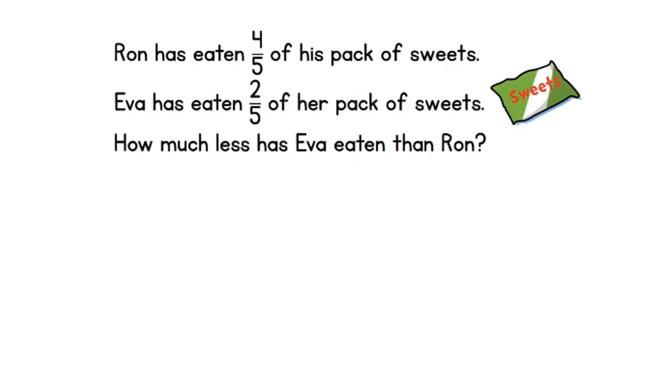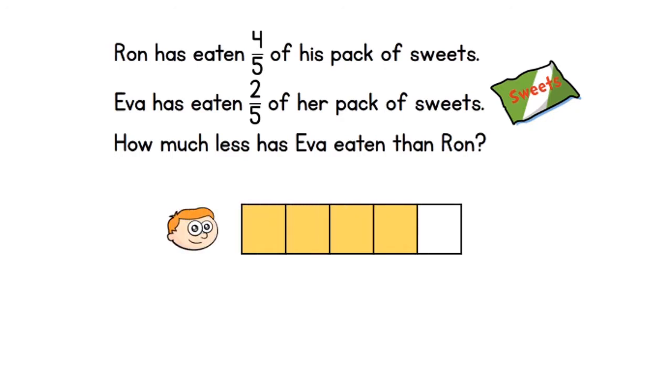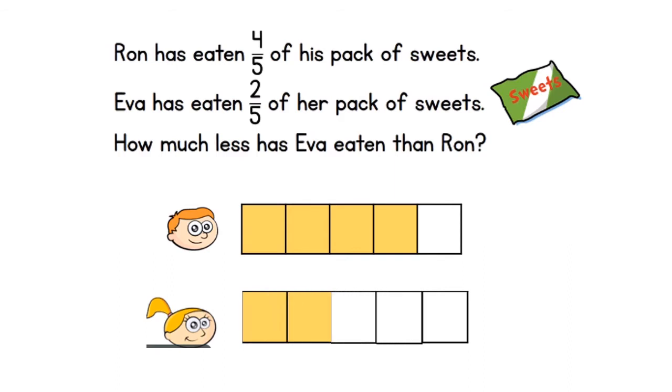Okay, so here is another question. Ron has eaten 4/5 of his pack of sweets. Eva has eaten 2/5 of her pack of sweets. How much less has Eva eaten than Ron? So what we need here is 2 different bar models. We have Ron's bar model, where he has eaten, in yellow, the 4/5 of his pack of sweets. And here is Eva, and in her bar model, she has eaten 2/5 of her pack of sweets.